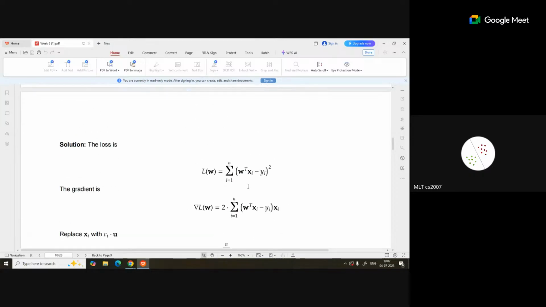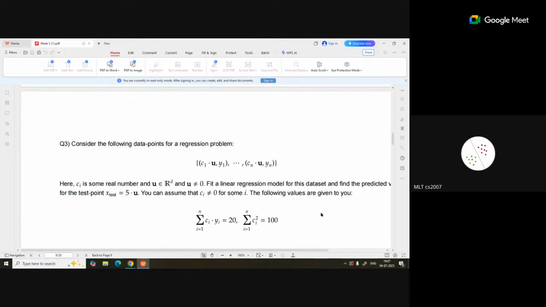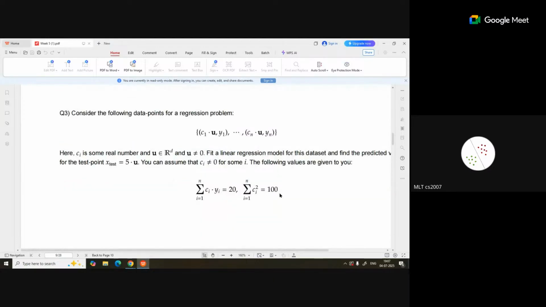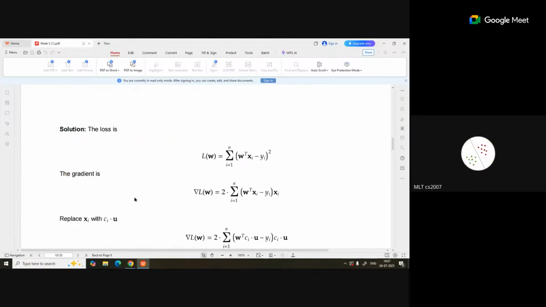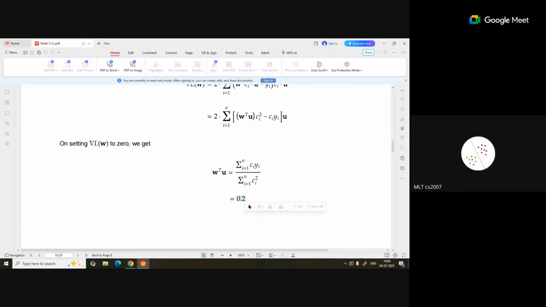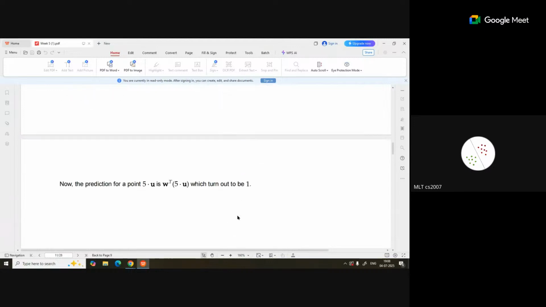And what is my target, or what is my question? I wanted to find the prediction for X test, right? So what will be the prediction for X test? It will be W transpose X test, or in other words, W transpose 5 into U. Five U. So can I say that it is 5 times W transpose U? Yes. So we already have calculated W transpose U, which is 0.2, and 5 times 0.2 is 1. So the answer is 1.